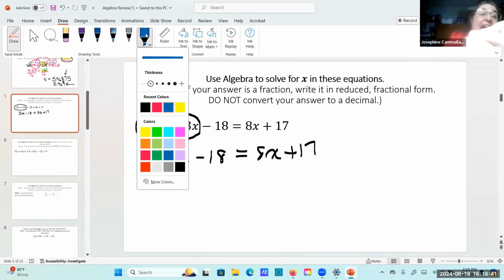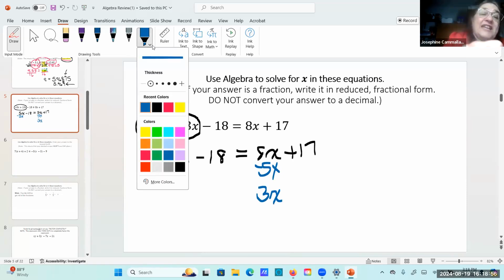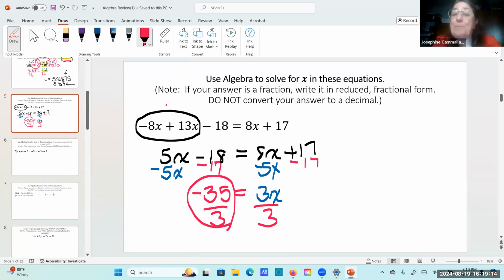Now, as I said, I like to keep my x's positive, so I'm going to subtract 5x from both sides. This gives me 3x. I then am going to take and subtract 17 from both sides. And then I divide by 3. So my x is the improper fraction, negative 35 over 3. Great job. Yay! Okay. Any questions?